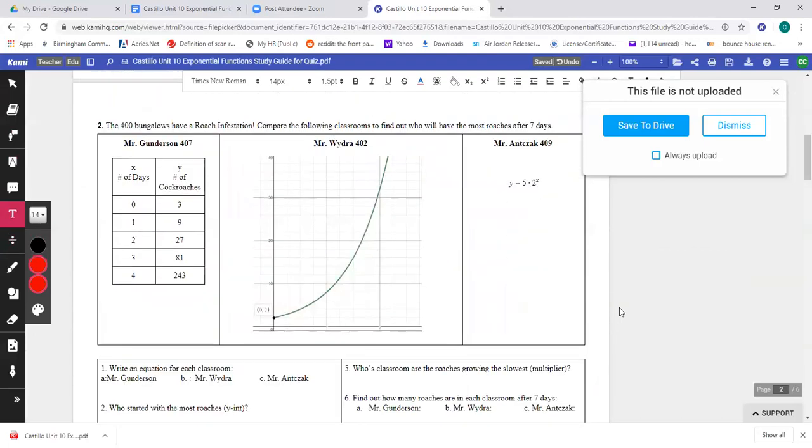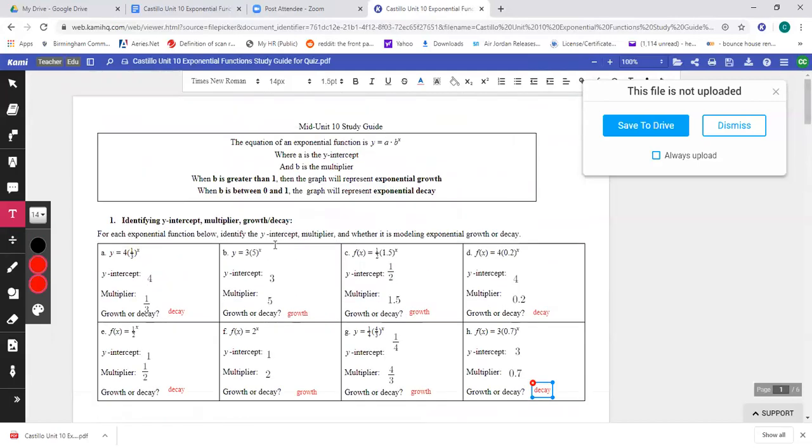So number 2 is kind of what we did in Friday's lecture. The 400 bungalows have a roach infestation. Compare the following classrooms to find out who will have the most roaches after 7 days. So remember, you're going to be asked to write an equation for each classroom. Once again, you're going to need two things. You're going to need the y-intercept, and you're going to need the multiplier.